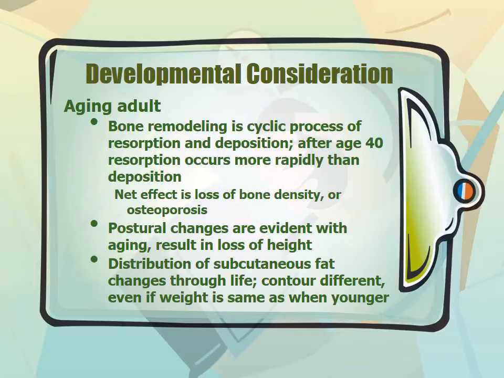Postural changes are also going to be evident in an aging adult. This is because of the loss of height and because of the bone resorption. Older adults are going to have a distribution of subcutaneous fat that changes throughout life. The contour is going to be different even if the weight is the same as when they were younger.